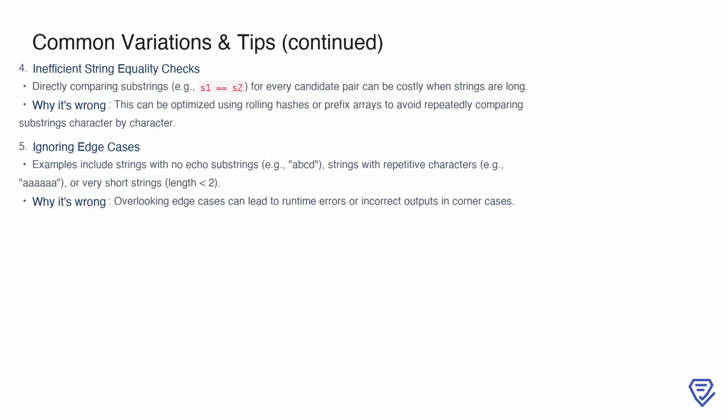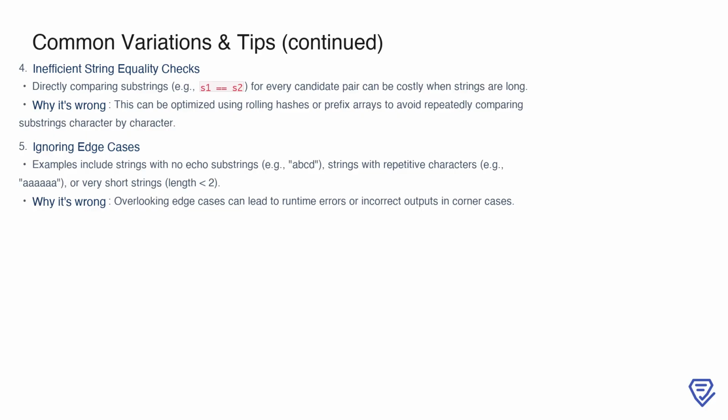Another source of inefficiency is directly comparing substrings character by character. For instance, using string equality checks like S1 equals S2 for every candidate pair can be computationally expensive, especially when dealing with longer strings. Instead, techniques such as rolling hashes or prefix arrays can significantly reduce the overhead by allowing substring comparisons in constant time after pre-processing.